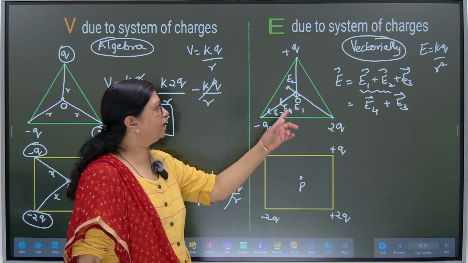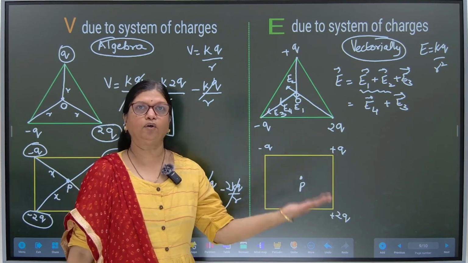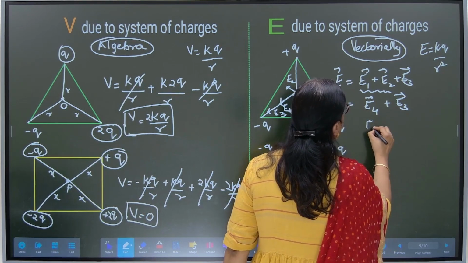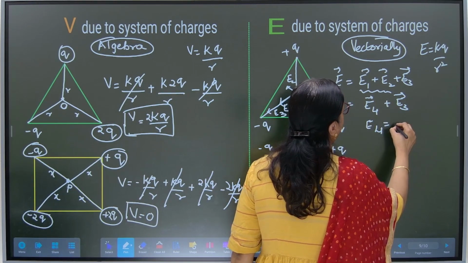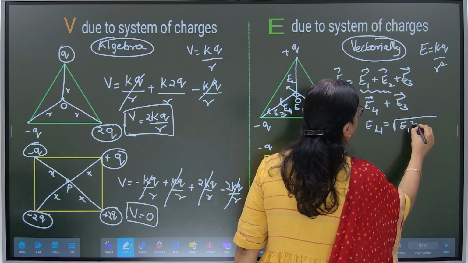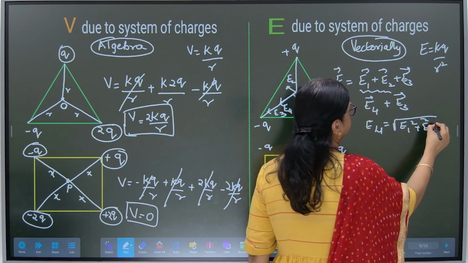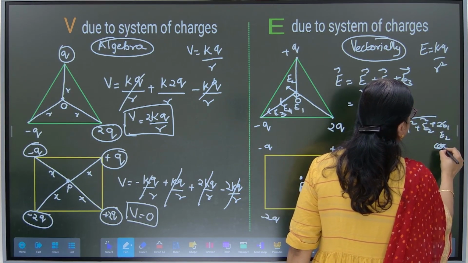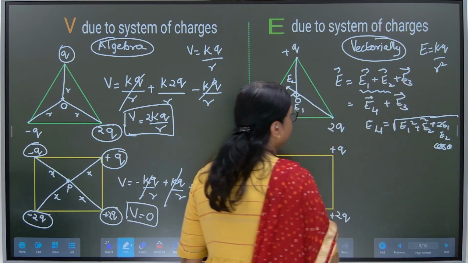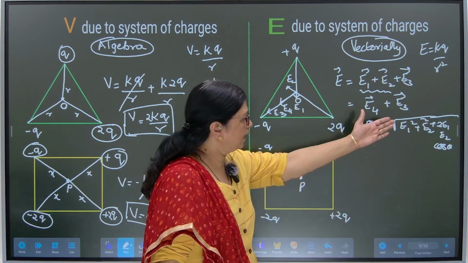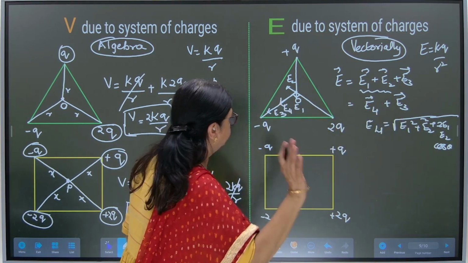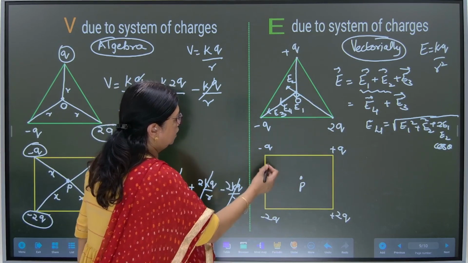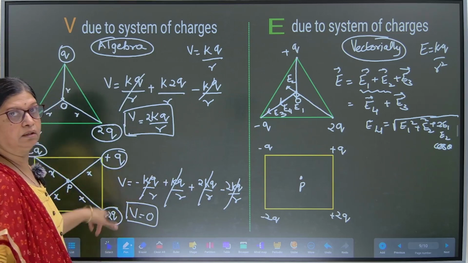I am not entering into how to use the parallelogram law of vector addition. What is the parallelogram law of vector addition? E4, which we are finding out, has magnitude equal to the square root of E1 square plus E2 square plus 2 E1 E2 cos theta between them. This is E4's formula. I didn't have space, so I've written it down here. It is understood. Now, what should I do for the same configuration which I have put here?